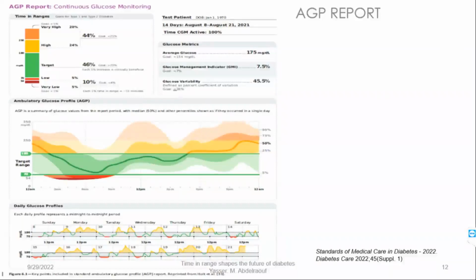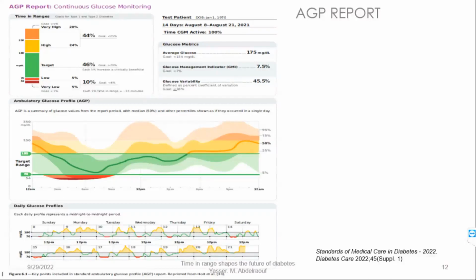This is the time in which the sensor was used for 14 days, and it was active all the duration of use, which is 100%, and the average glucose was 175. And this is the estimated hemoglobin A1C, which was 7.5, and the coefficient of variation was 45, which indicates a significant variability of blood glucose.